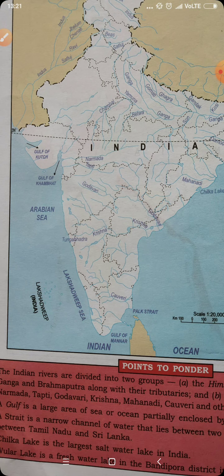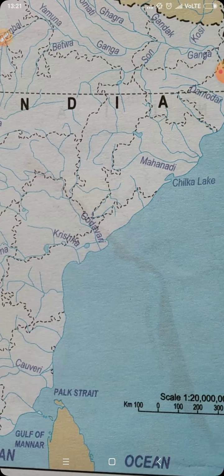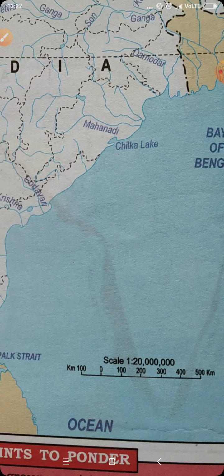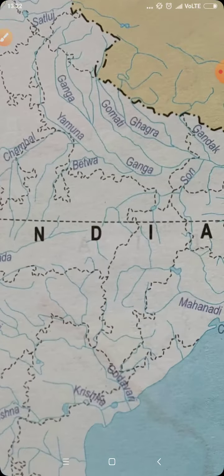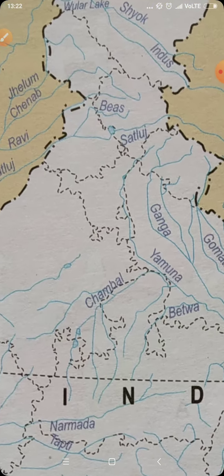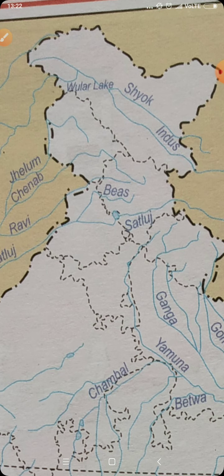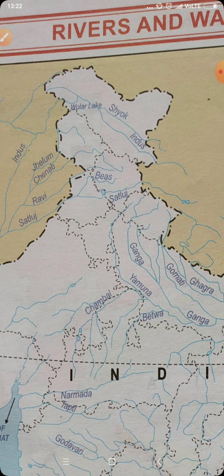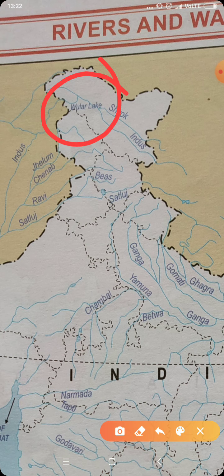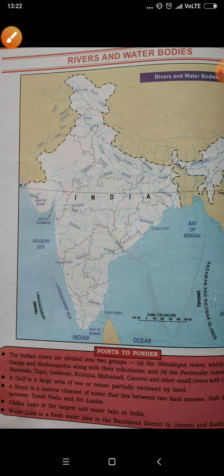Then we have Chilka Lake. Where is Chilka Lake? Chilka Lake is shown here. This is Chilka Lake. Chilka Lake is the largest saltwater lake in India. Then there is Wular Lake also. Where is Wular Lake? Wular Lake is in Kashmir. I hope you can see here. Wular Lake is shown. This lake is Wular Lake. So like this, you can label. I hope you have done this third map also.